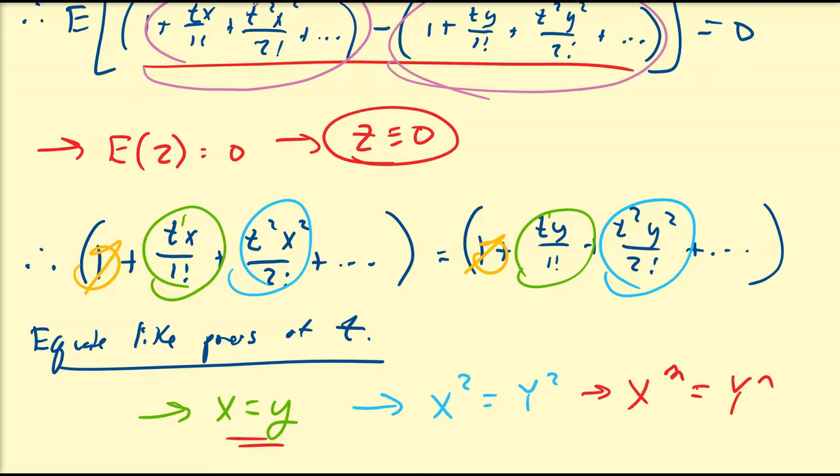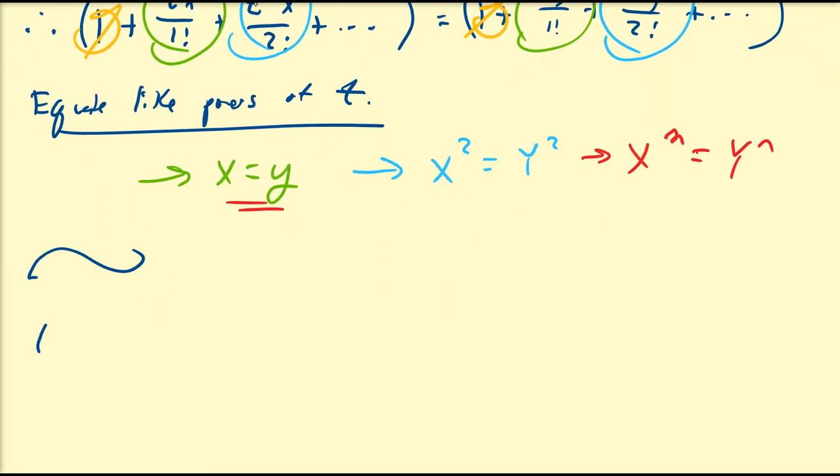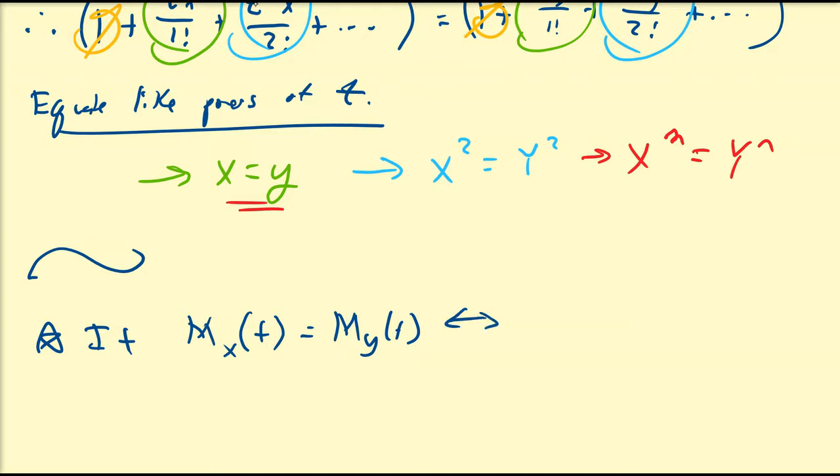So we have this theorem that if the moment-generating functions of x and y are equal, then this is true if and only if the variables x and y are precisely equal, which means these discrete random variables, and also continuous, are uniquely determined by their moment-generating functions.